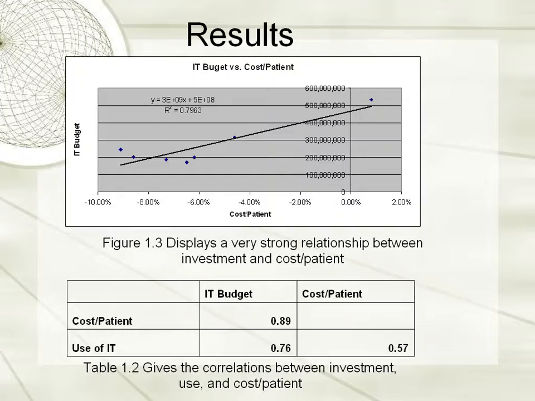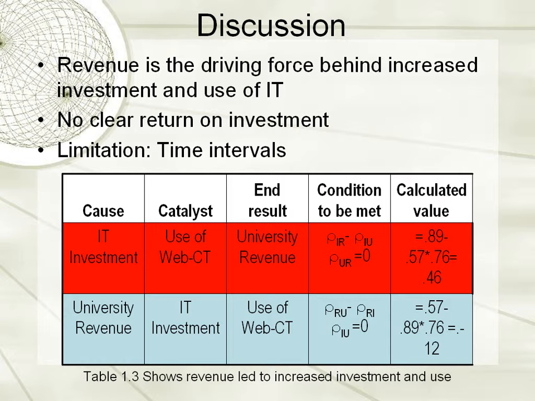The graph on the top displays a strong relationship between investment and cost per patient. We then focus on the correlations of the different variables, which can be seen in the table. Using the correlations, we can then look at causality.